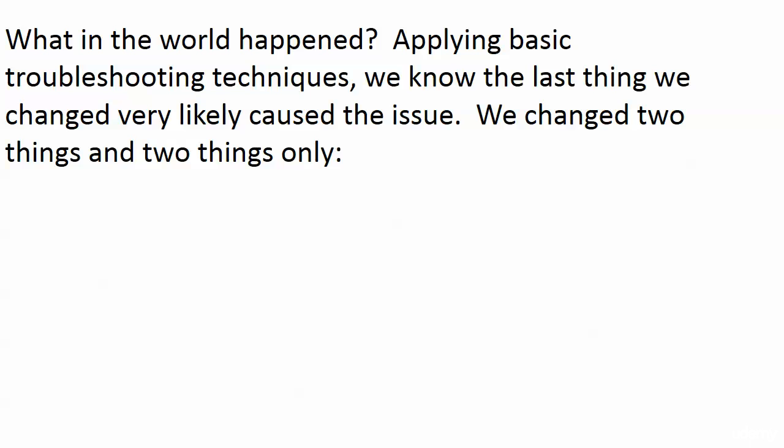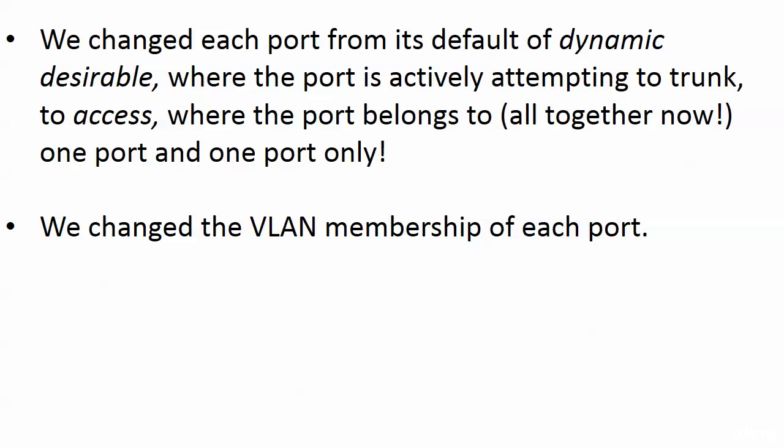Well, the thing is we changed two things, actually. We changed each port from its default of dynamic desirable, where the port is actively attempting to trunk. We made it an access port, where the port belongs to what? One port and one port only. We covered that earlier. And also, we changed the VLAN membership of each port. So we changed two things there, and I would go with the second one because really changing the port from dynamic desirable to access, that really shouldn't have caused any problems. So we need to examine the VLAN membership of that port and see exactly what's going on, and we're going to start our troubleshooting at the beginning of the very next video.